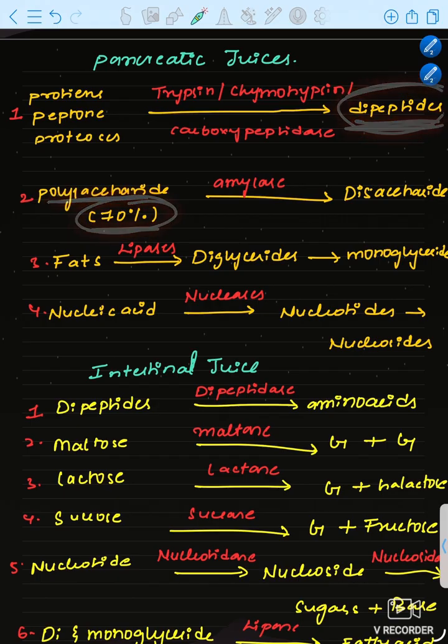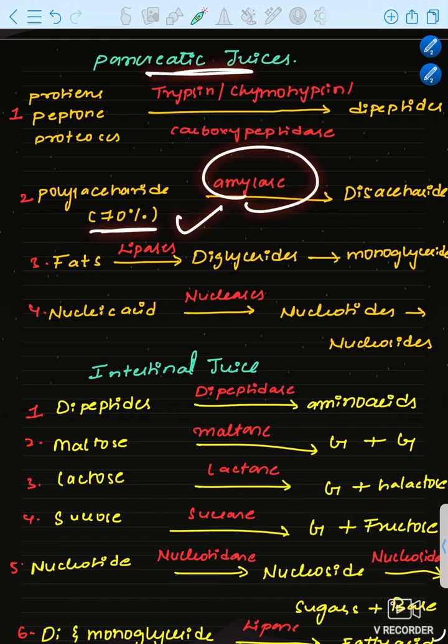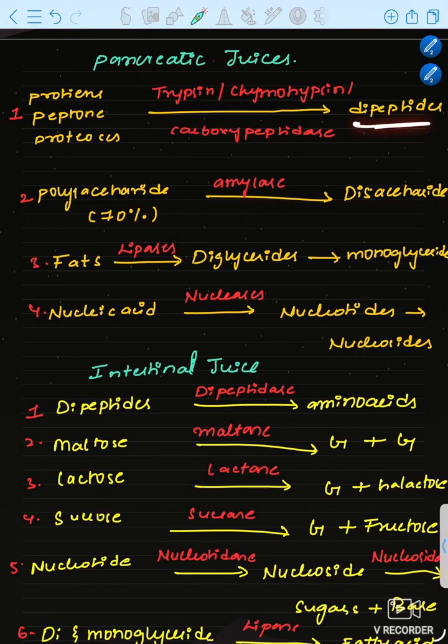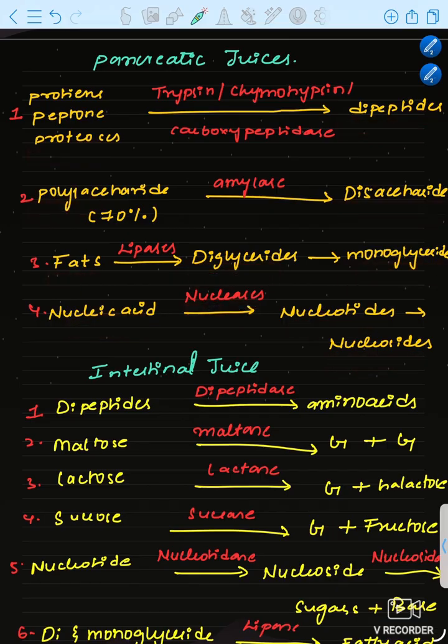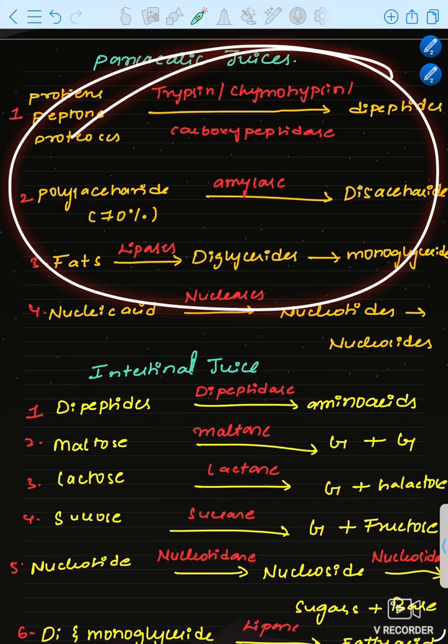See, in stomach no carbohydrate will be broken down, 30% in the mouth, and in pancreatic juice 70%. In the presence of amylase, disaccharides will be formed. Okay, it's not like complete digestion is happening. See, just a little bit: proteins, peptones, proteases to dipeptides, polysaccharides to disaccharides, fats to diglycerides and monoglycerides, nucleic acid to nucleotides and nucleosides in the presence of nucleases. This is what you have to remember for pancreatic juice.